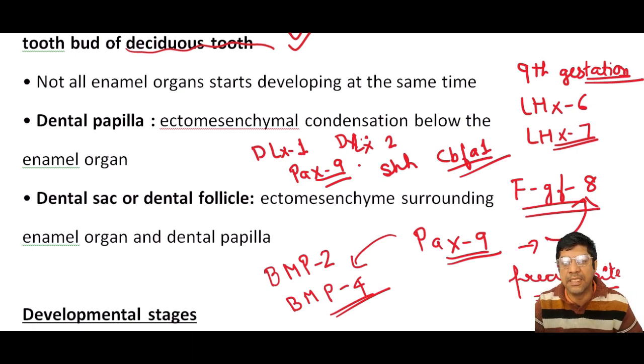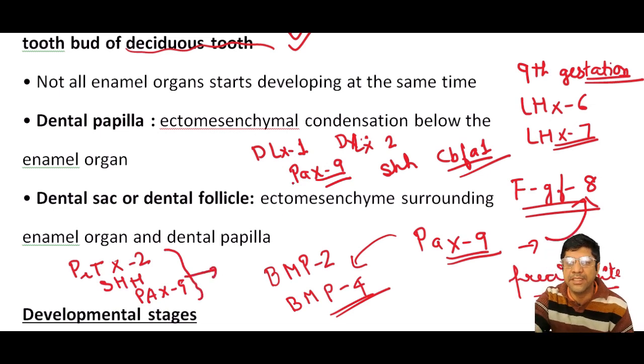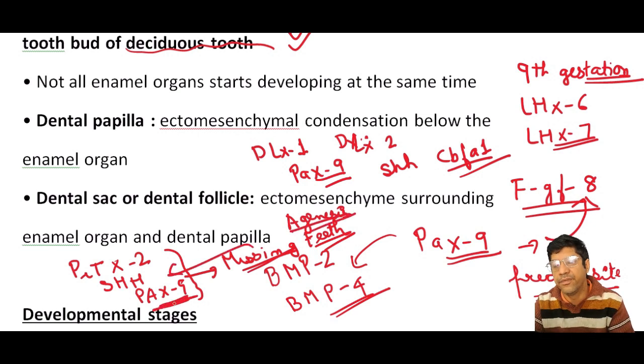So a mutation in genes like, remember, PITX2, SHH and PAX9, they are linked to conditions known as missing teeth. That is tooth agenesis. So this question was asked in one of your AIIMS SR exams. PAX9 gene, it is linked to the condition that is known as missing teeth.